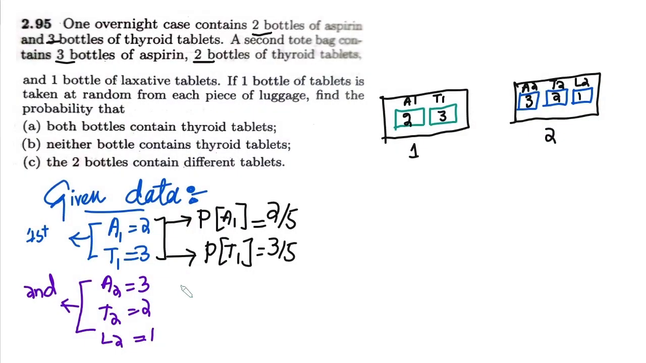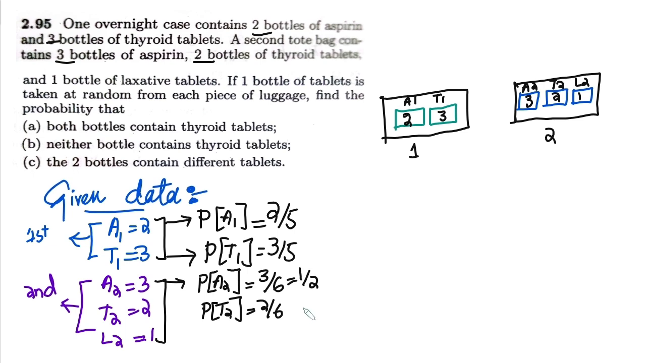Now in order to find the probabilities associated with each of them, the probability of A2 is the number of bottles of A2 divided by the total number of bottles. So this is 3 bottles, and 3 plus 2 plus 1 is 6, so it is 1 by 2. Similarly, the probability of T2 is 2 divided by 6, which is 1 by 3, and the probability of L2 is the number of L2 bottles divided by the total number of bottles, which is 1 by 6. So this is the overall data.